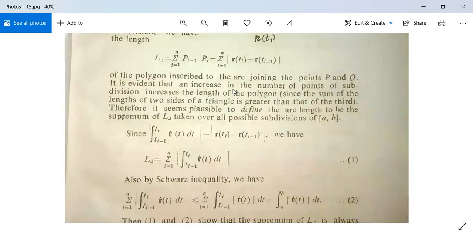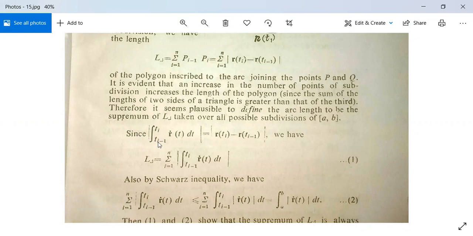It is evident that an increase in the number of points of subdivision increases the length of the polygon. Polygon का length बढ़ जाएगा अगर subdivision बढ़ा दें number of points उसमें. Since the sum of the lengths of two sides of a triangle is greater than that of the third, therefore it seems plausible to define the arc length to be the supremum of L delta taken over all possible subdivisions of closed interval [a, b]. तो क्लोज इंटरवल [a, b] का जितना भी सब डिवीजन हम कर सकते हैं उनमें से वो सब डिवीजन लेंगे जिससे कि L delta का हमारा सुप्रीमम मिल जाए.